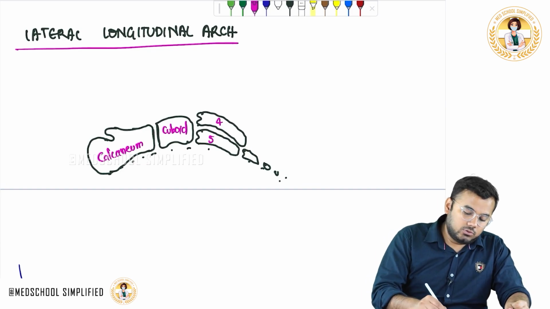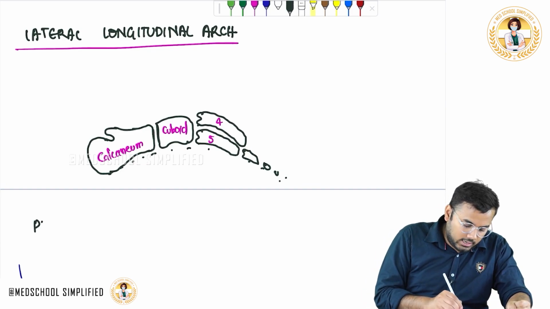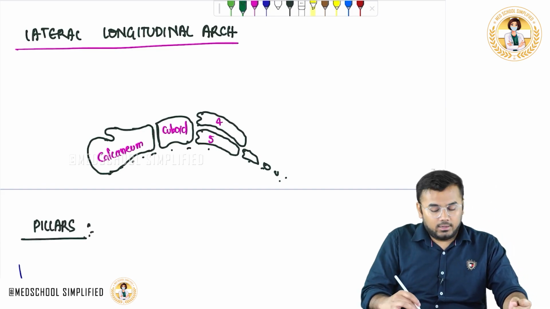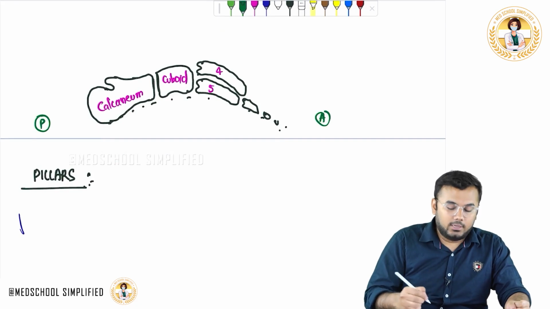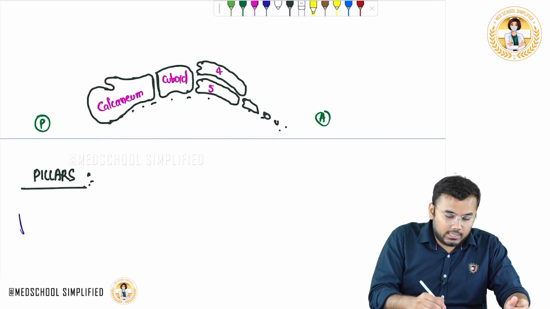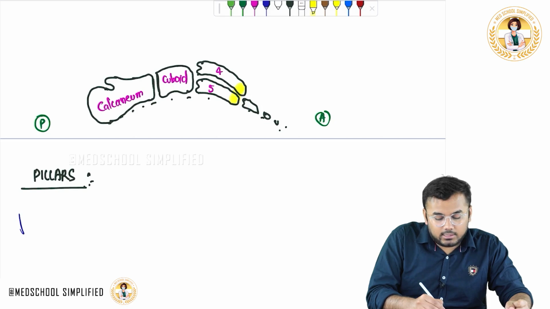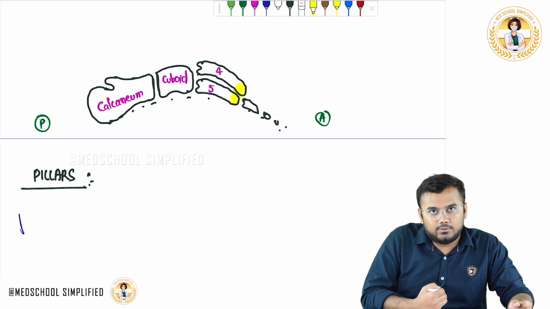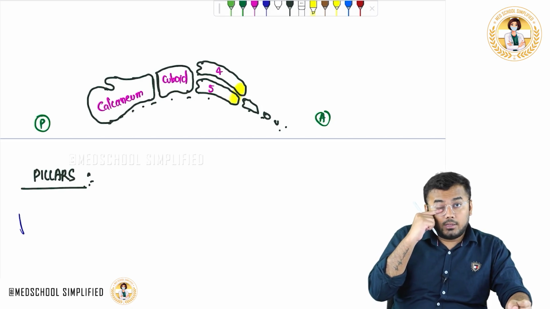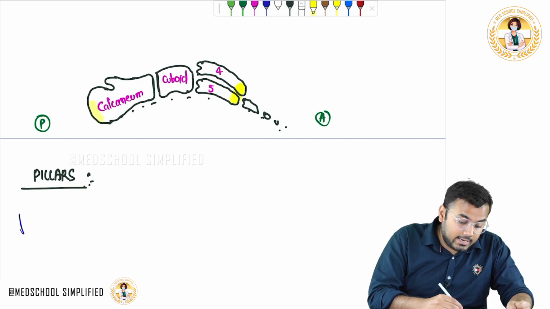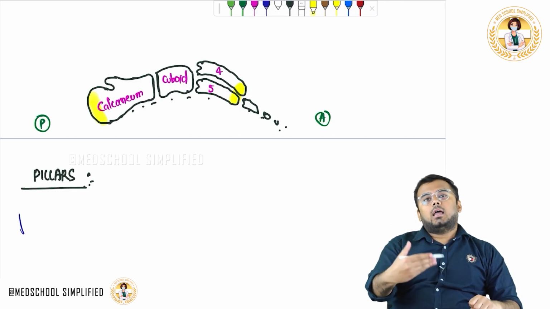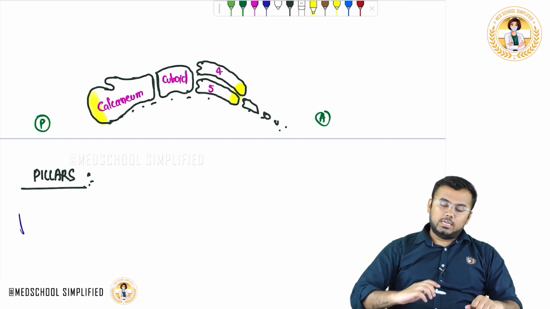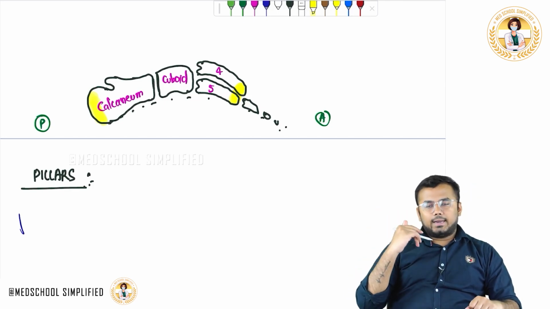So the first thing we always discuss is the pillars, right? What are the pillars located here? Again the same thing, this is the posterior pillar and this is the anterior pillar. The anterior pillar is formed by the heads of the lateral two metatarsals, lateral two meaning fourth and fifth metatarsal. Now the posterior pillar is formed by the lateral half of the calcaneum. In the medial longitudinal arch the posterior pillar is formed by the medial half of the calcaneum because it is the medial longitudinal arch. And this is the lateral longitudinal arch, so it should be the lateral half of the calcaneum.